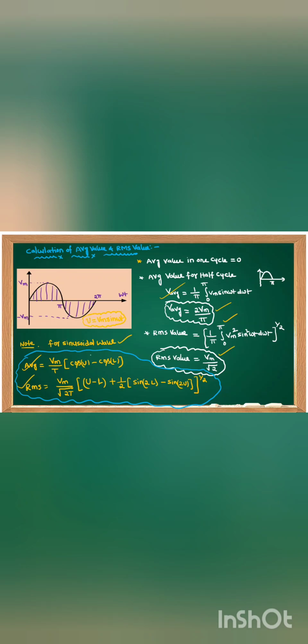Students, did you get this? Substituting this, are you getting it or not? But these direct formulas, how to calculate average and RMS values for given sinusoidal functions. But in all cases it is not applicable. Only for sinusoidal shapes it is applicable. That you have to consider.